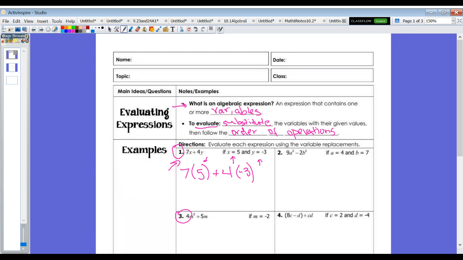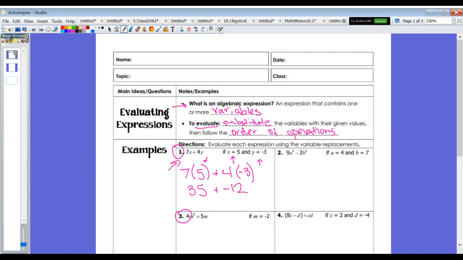And remember, if I have those two numbers sit next to each other, like the 7 and the 5 and the 4 and negative 3, that means I'm multiplying them. So this is going to turn into 7 times 5, which is 35. This is going to be 4 times negative 3, which is negative 12.